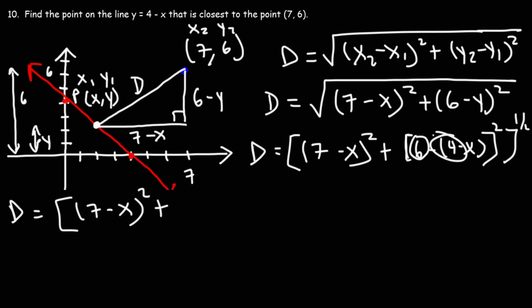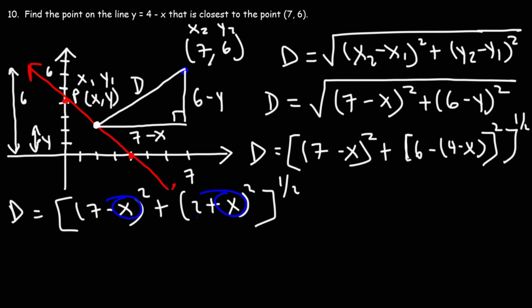Now 6 minus 4 is 2. Negative times negative x, that's going to be positive x. And so now at this point we have d in terms of one variable. We have d as a function of x. So now we could find the first derivative and set it equal to 0 to solve for x. So let's go ahead and do that. Let's use the power rule. Let's move the 1/2 to the front. We'll keep the inside the same.